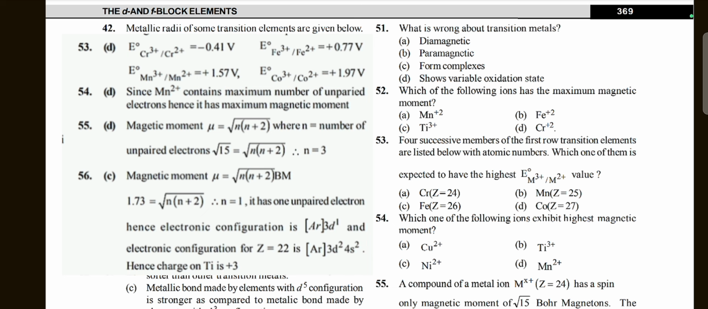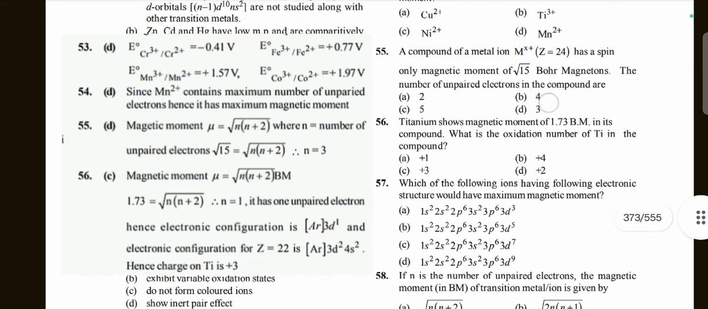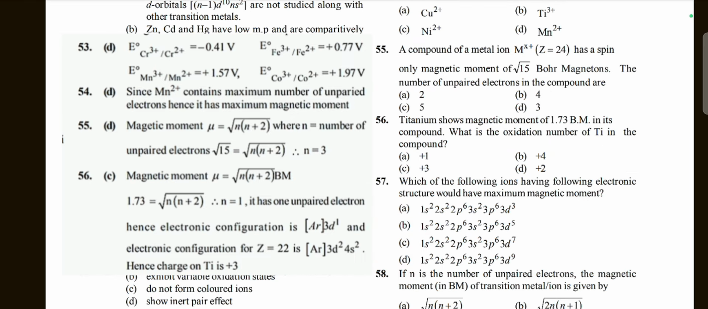Which one of the following ions exhibits highest magnetic moment? So Mn2+. Option D. A compound of metal ion Mx+, Z equals 24, has a spin only magnetic moment of root 15 Bohr magnetons. The number of unpaired electrons in the compound is? The magnetic moment mu is given by root of n(n+2). So root 15 equals root of n(n+2). From here n will be equal to 3, which is option D.